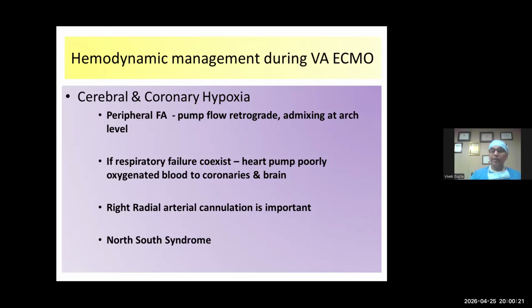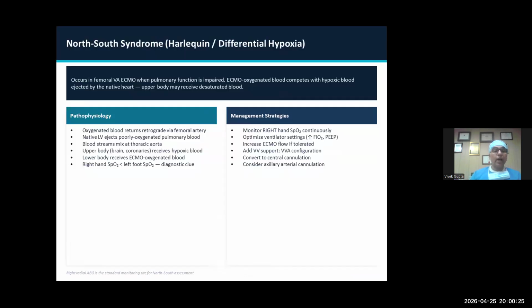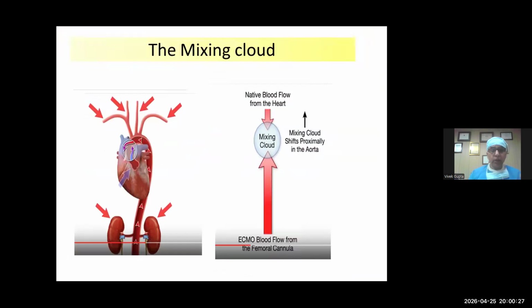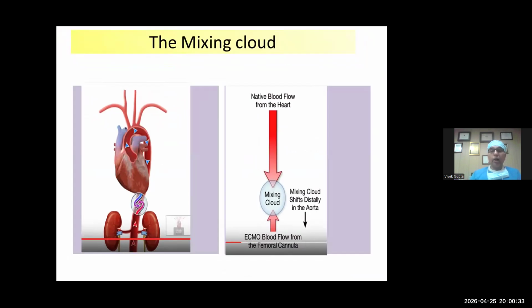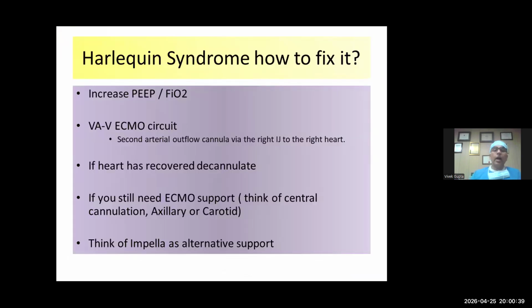So if the oxygenation is not good, that can lead to cerebral and coronary hypoxia. Here, you can see the mixing cloud. It all depends on how the heart is pumping, and if the heart is ejecting blood, the mixing point will come down and the mixing will be taking place very low.